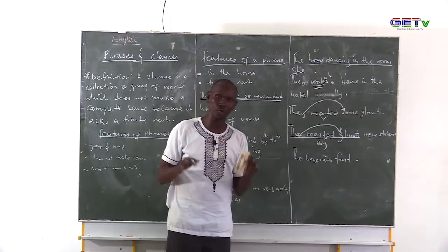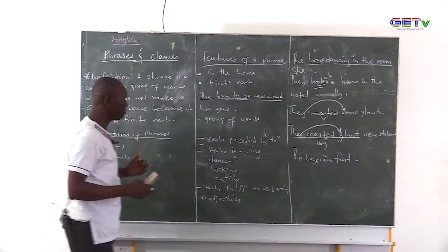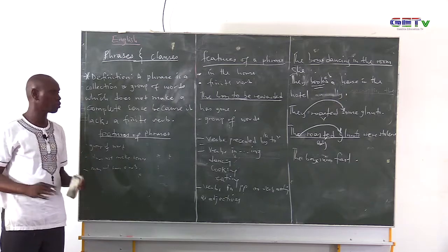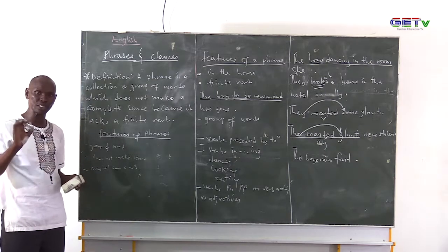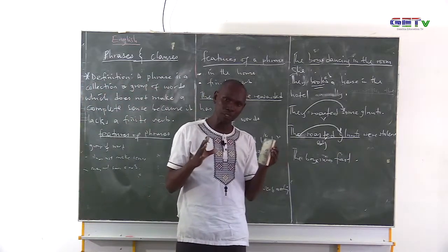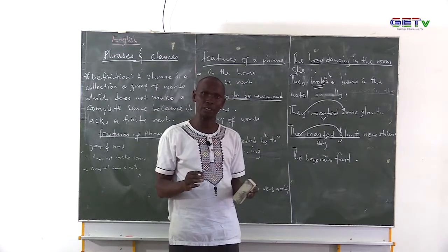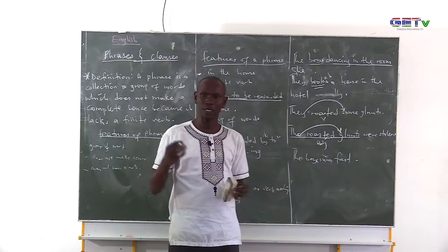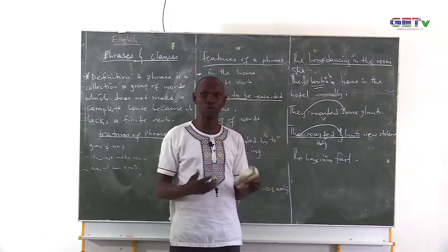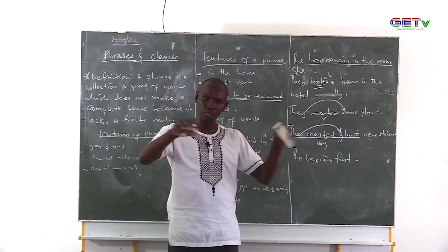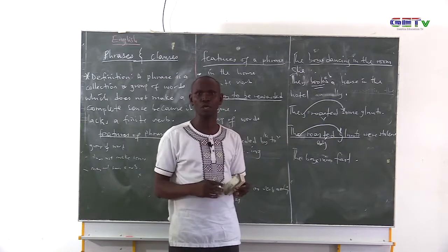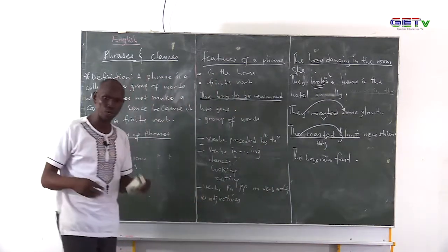So let's move on to the different types now. By looking at the board, we've defined it, looked at features, and also looked at non-finite verbs. So we are moving on to types. As I said earlier, we have different types of phrases, but for this lesson, we are only going to limit it to three: noun, adjectival, and adverbial. I know that's going to suit you as well, because when you look at all past questions, usually it's centered around the three. So we also want to tailor this to suit you, so that you wouldn't find it difficult to cope when you come to your exam questions.